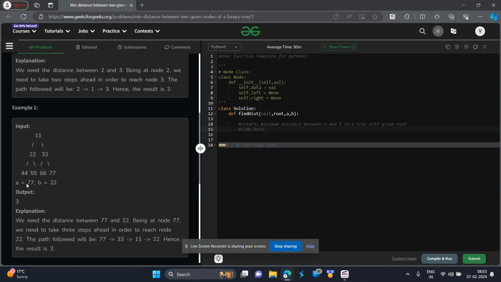Example 2, you have to find the distance between 77 and 22. From 77 you can go to 33, 11 and 22, or vice versa. So you will get a distance of 3. But how will we find it?